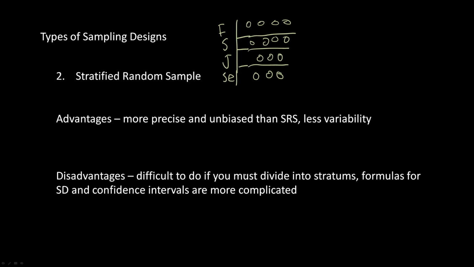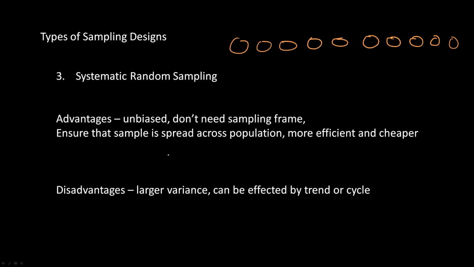So the standard deviation and confidence intervals don't work out the same way. So the third type of sampling design is the systematic random sample.